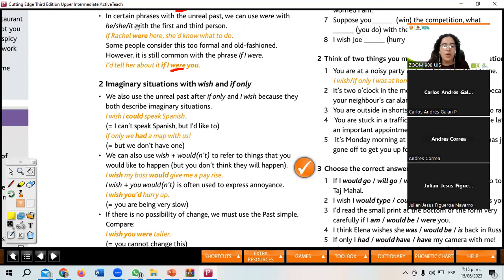If only we had a map. Si tan solo tuviéramos un mapa con nosotros. Okay, if only es si tan solo. So here we use the verb in past, okay, in past simple. I wish I could speak Spanish or with a modal verb. If only we had a map with us, okay?